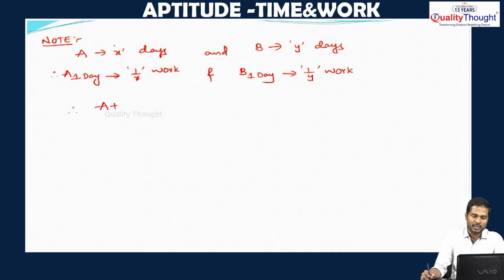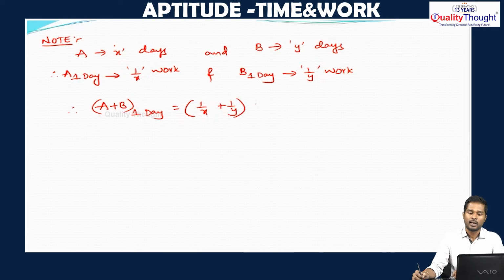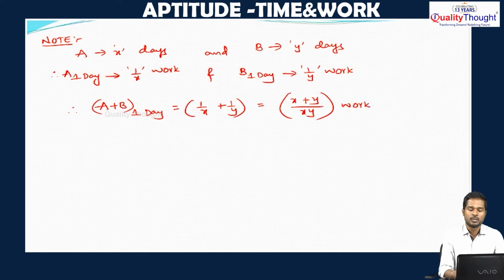See, first we will write, if A and B work together, what is the work they can complete in 1 day. First we will find out what is the work A and B together will complete in 1 day. So, A's 1 day work is 1 by x and B's 1 day work is 1 by y. Now, take the LCM, it is x plus y by xy is the work they will do in 1 day together. So, we have found out that if A and B work together, they will complete a work of x plus y by xy in 1 day. This is the work they will complete.